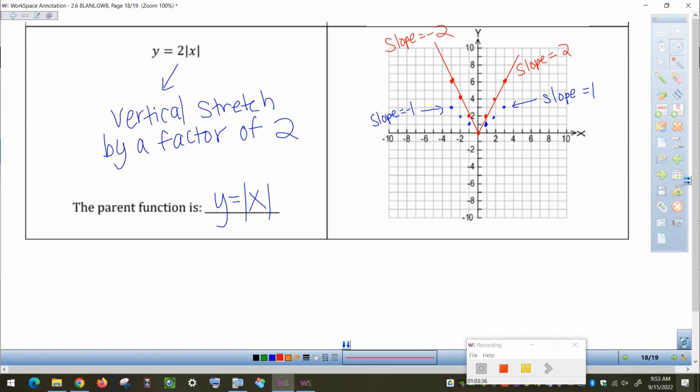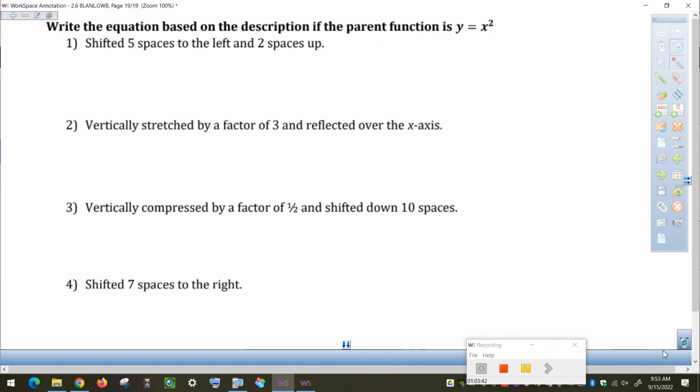All right, so we saw how we can take the equation and get the description to ultimately make the graph. We have some other homework problems that are kind of like this. We're just going the other way around. It's giving us the description, and we're writing the equation. Pay attention to the parent functions that it tells you in the equation. Like, it might mix it up.